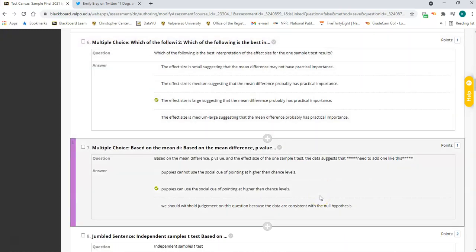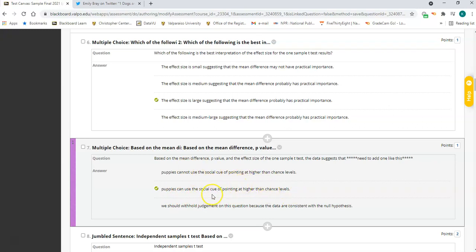Okay, next one. Based on the mean difference, p-value, and effect size, what's your conclusion? I need to take that out. That's a reminder to me that I need to add questions like this on your actual final. So that might be a clue that, yeah, you're going to have to know this. Okay, so based on all of this statistical information, what's the best answer? Well, puppies can use the social cue of pointing higher than chance. There's very strong evidence for that.